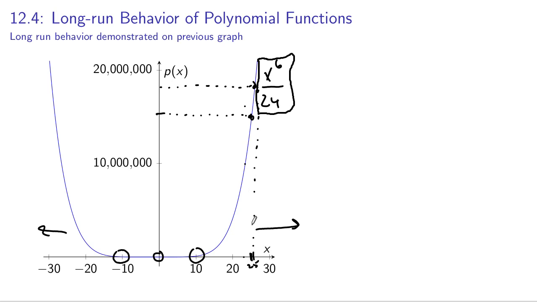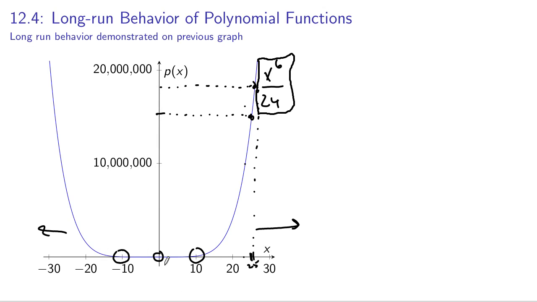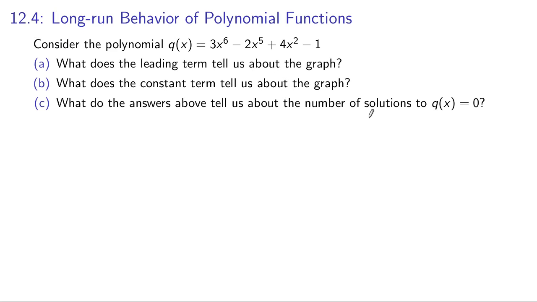So if we had a ruler, we could do a better job of looking at the graph. And how close is that to our estimate? Well, 25 to the 6th over 24 is 10.1 million. So we're 4 million off. But again, like I said, the further away we get from 0, the closer and closer our leading term will be to dominating and being the long-run behavior.